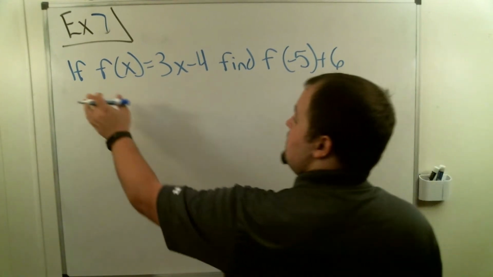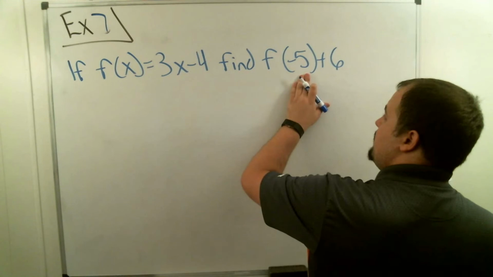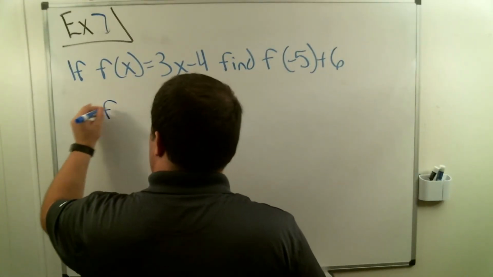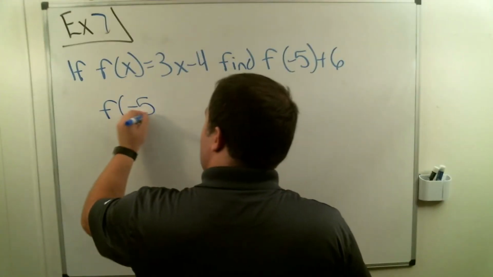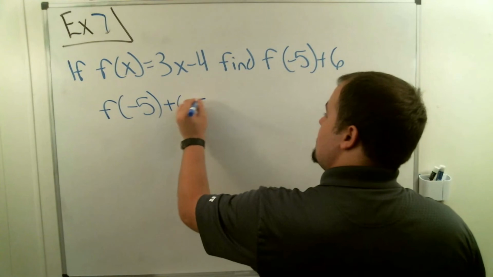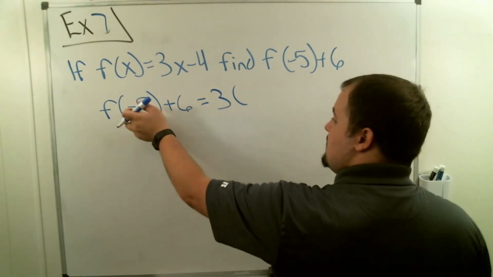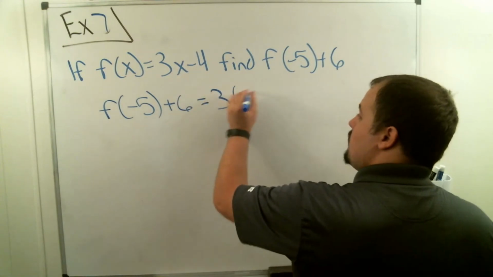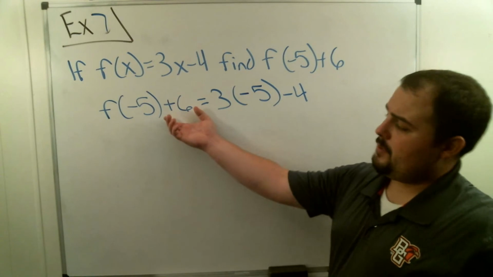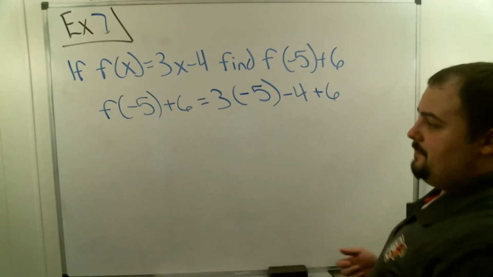So it says if f of x equals 3x minus 4, we're going to find f of -5, but we're adding 6. So we start like we did the other one. F of -5, but in this case we're doing f of -5, and we're adding 6 equals 3. Notice that the number inside parentheses is -5, so here's an x. We're going to put -5 minus 4, and now since we have plus 6 on the outside, we're going to put plus 6 at the very end of this problem.